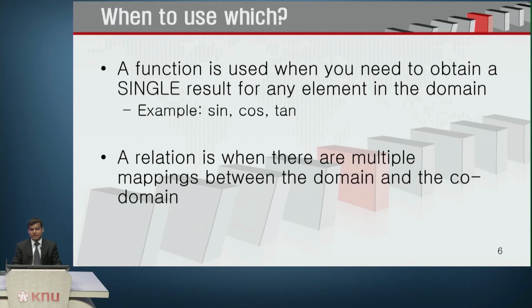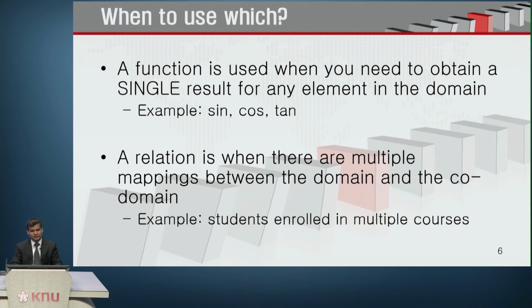A relation is when there are multiple mappings between domain and the codomain. So that's quite unique about relations. It can allow multiple mappings between domain and codomain. For example, students enrolled in multiple courses. That's one of the places where we go for relations.